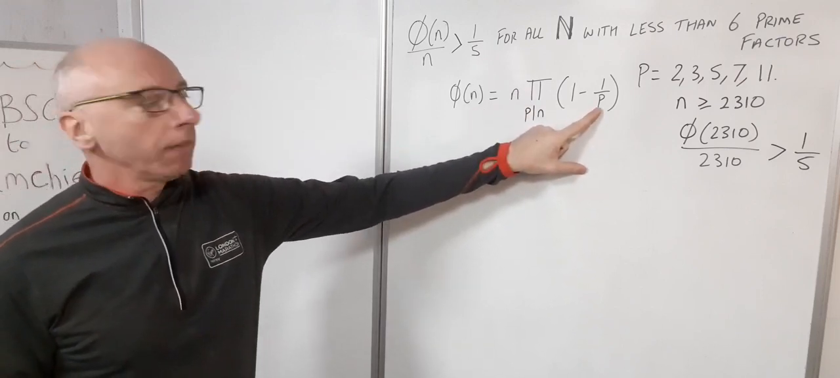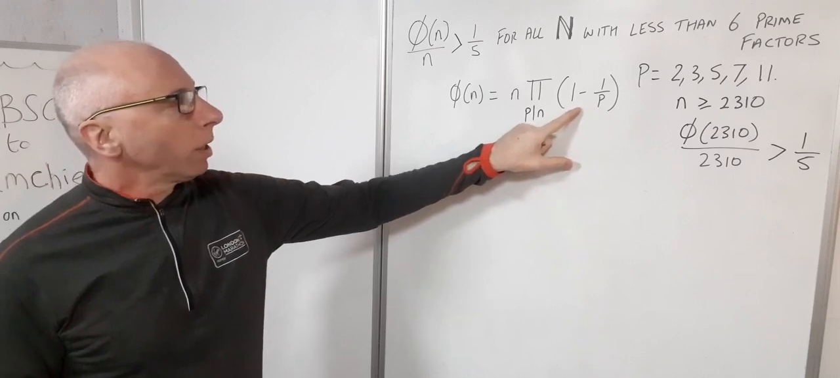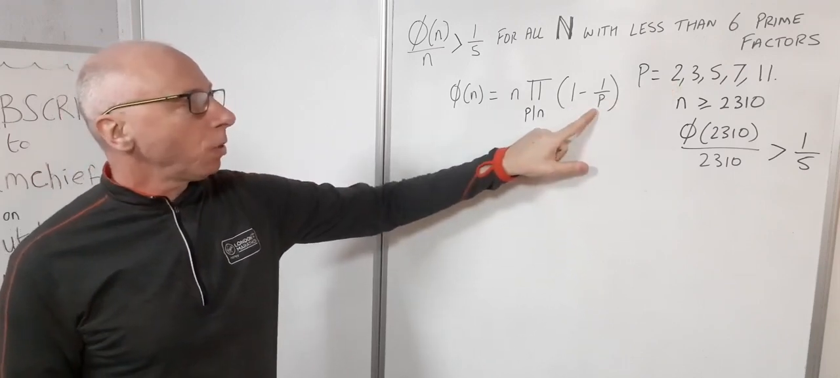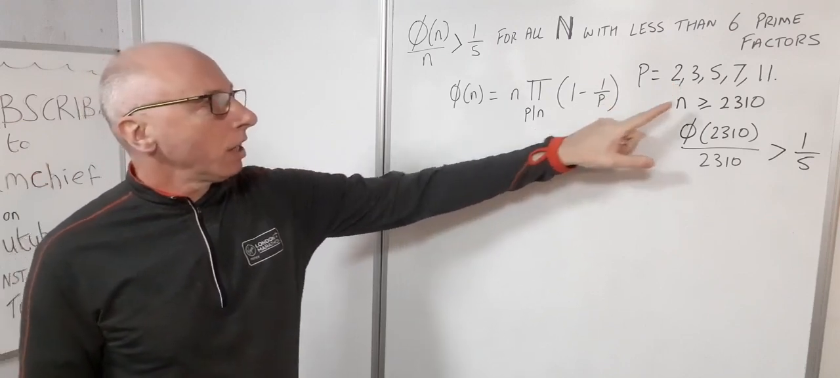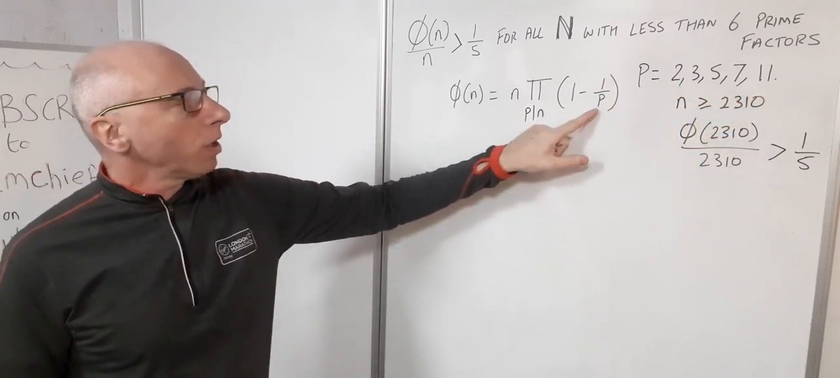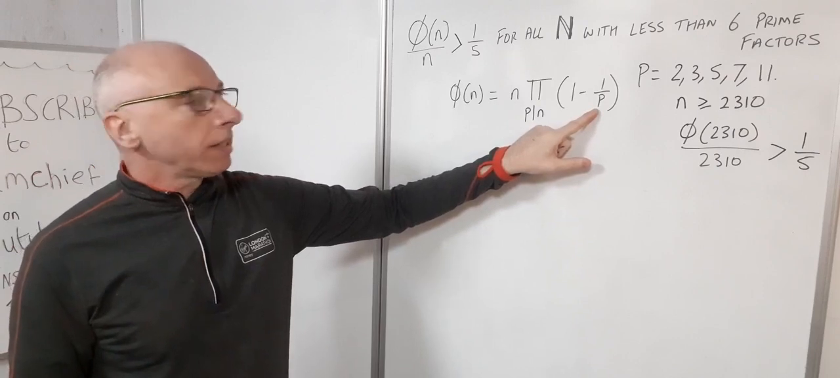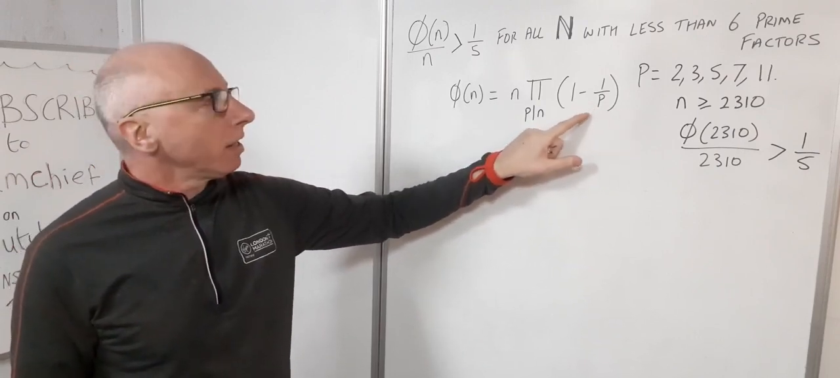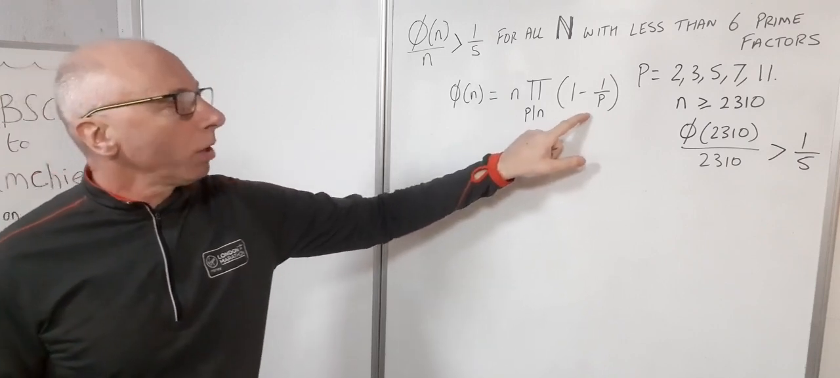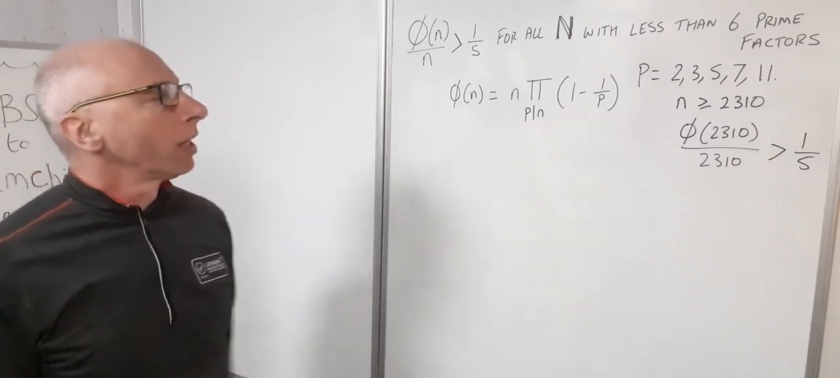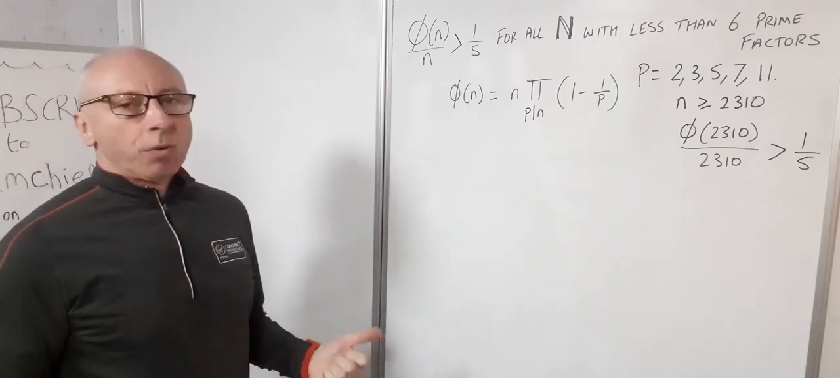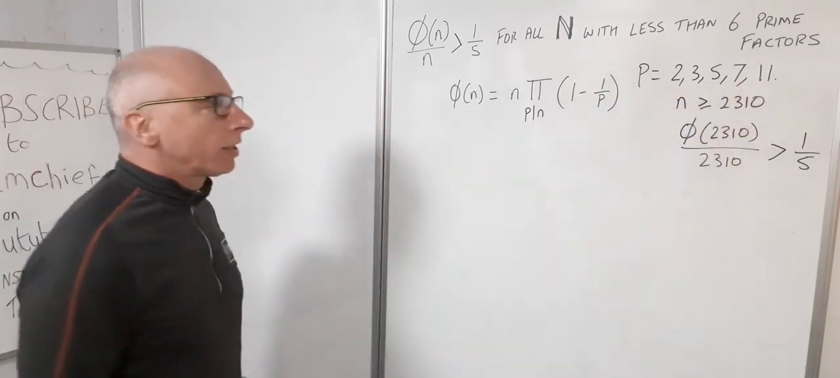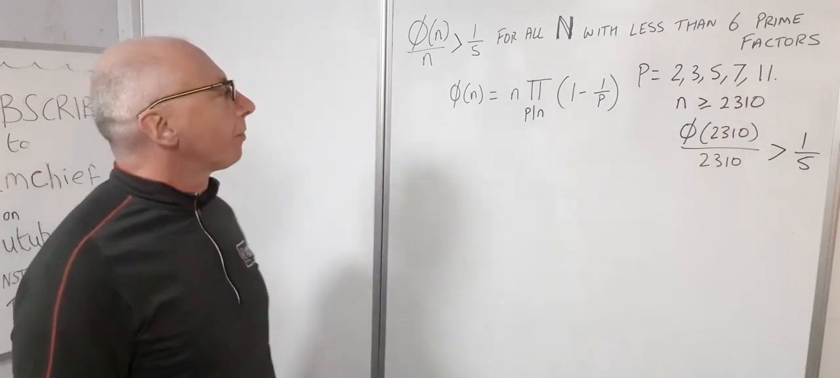Now as p gets infinitely larger, this will approach 1. So for example, if you've got 2, that's just 1 minus a half, which is a half. If you've got 11, 1 minus 1/11, that's going to be 10/11. So we'll see as we get further and further to infinity, this 1 minus 1 over p will approach 1. So to show that, what we need to do is we need to use our 5 smallest prime factors to try and show this fact.